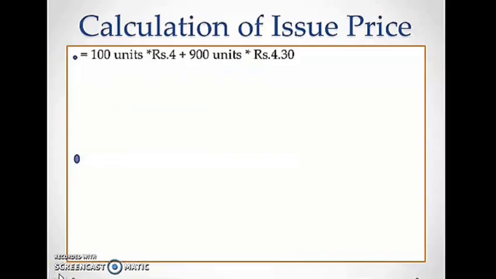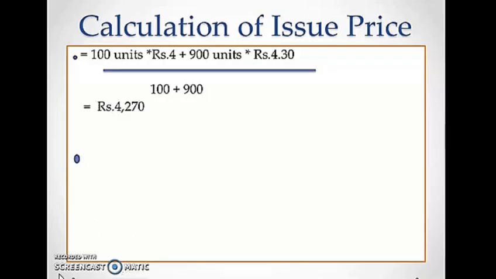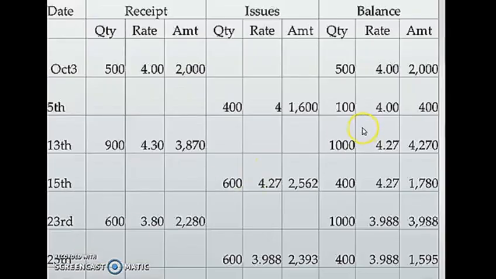So we write according to the formula: 100 units into rupees 4, as in our statement, plus 900 units into 4.30, divided by 100 plus 900 units. Finally we get rupees 4270 divided by 1000 units, which gives 4.27. By using the formula we have calculated the rate as 4.27. We substitute this 4.27 here, and by multiplying these two we write 4270.